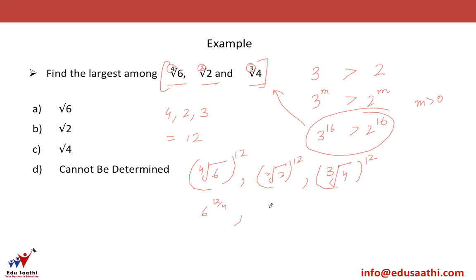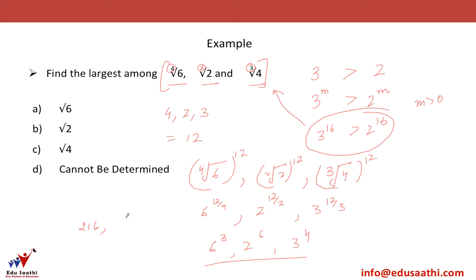This property we've already discussed. 2 raised to power 12 by 2 and 3 raised to power 12 by 3. So this gives me 6 cube, 2 raised to power 6 and 3 raised to power 4. Now it is easier to find out which of them is the largest. 6 cube is nothing but 216.